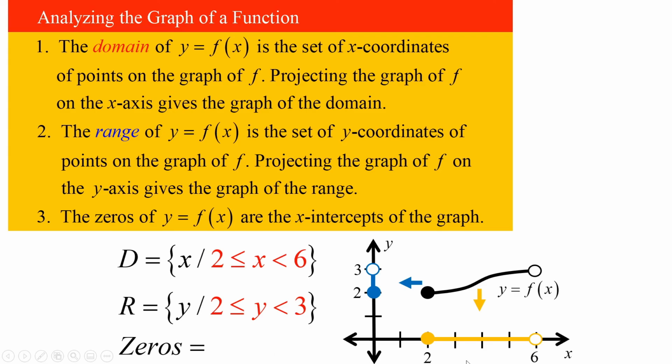Well, it never touches the x-axis, so I'm going to say the zeros would be the empty set. And that's curly brackets for set notation with nothing inside. That is the empty set. There are no zeros. You could also, if you prefer, just say DNE, does not exist.